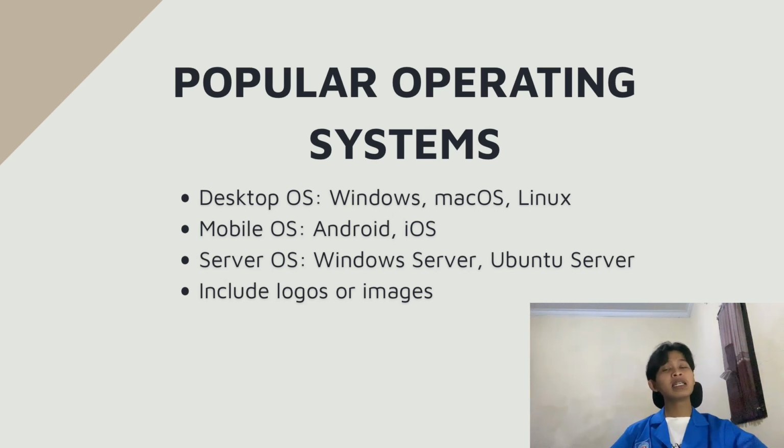Examples of operating systems. Let's see some examples. For desktop, we have Windows, Mac OS, and Linux. For mobile, there's Android and iOS. For servers, we use OSes like Ubuntu Server or Windows Server.